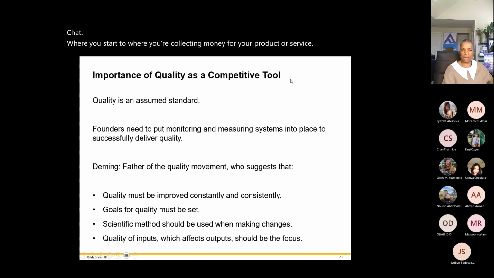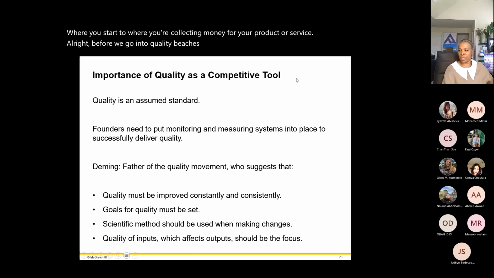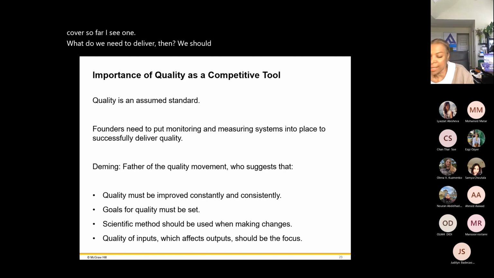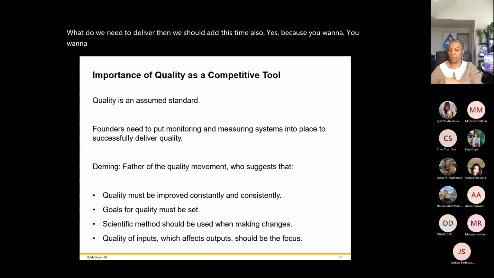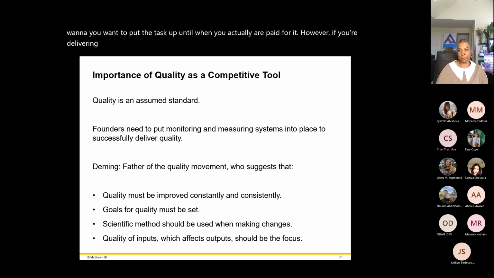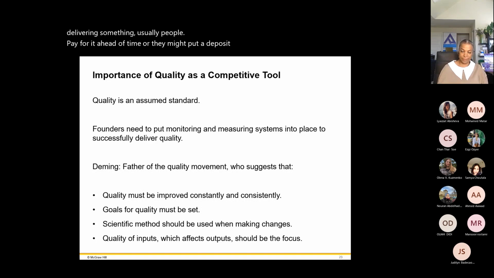All right, before we go into quality, which is really important, any questions about anything we covered so far? Oh, I see one. What if we need to deliver? Then we should add this time also. Yes, because you want to put the task up until when you actually are paid for it. However, if you're delivering something, usually people pay for it ahead of time, or they might put a deposit, right? They might put a 50% deposit down.